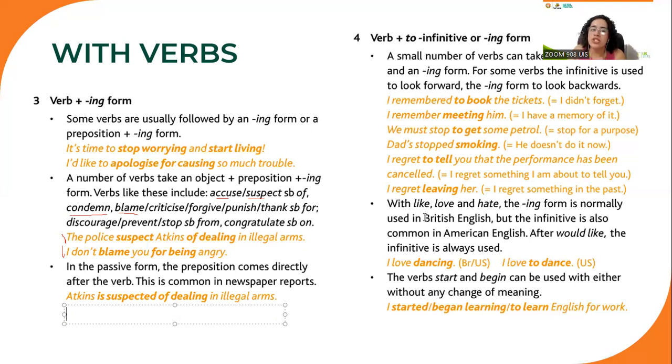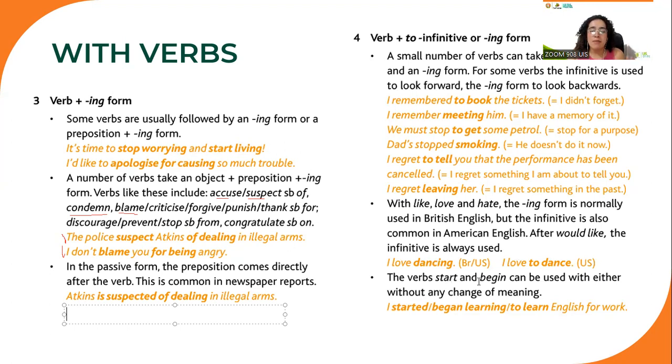It says that in British English it's common to see the ing form. So I love dancing, I like reading. But it says that in American English it's also common to see love to dance. Entonces, en este caso, ambos son posibles, ¿no? I love dancing o I love to dance. Más común puede ser el ing, pero el otro también es correcto, ¿ok?